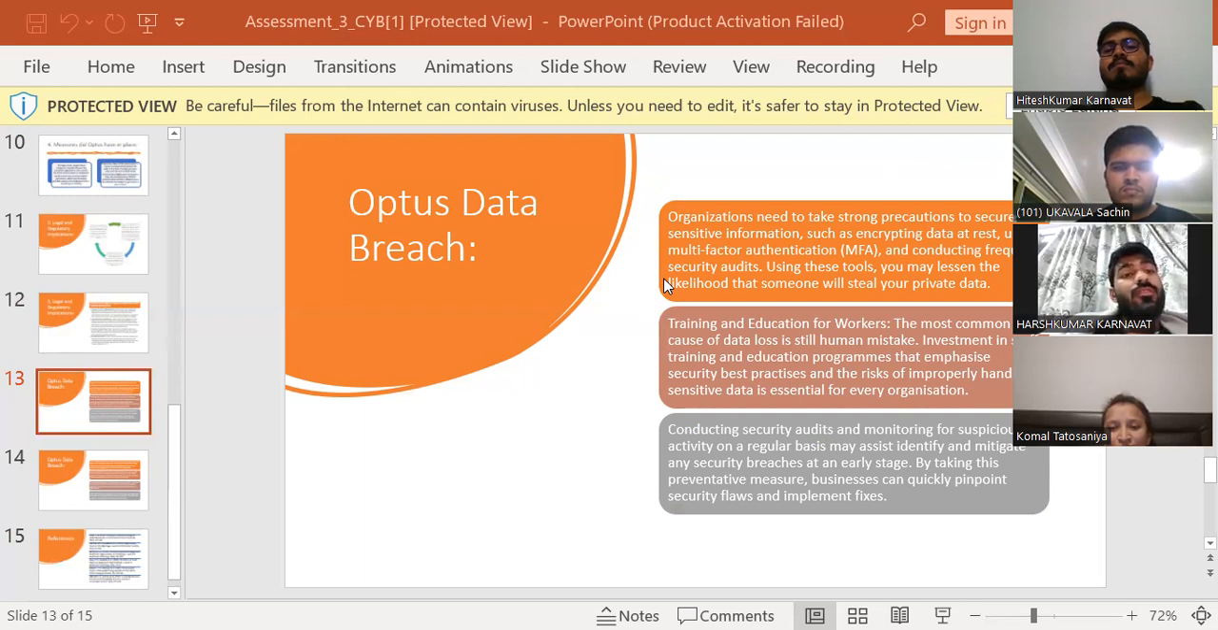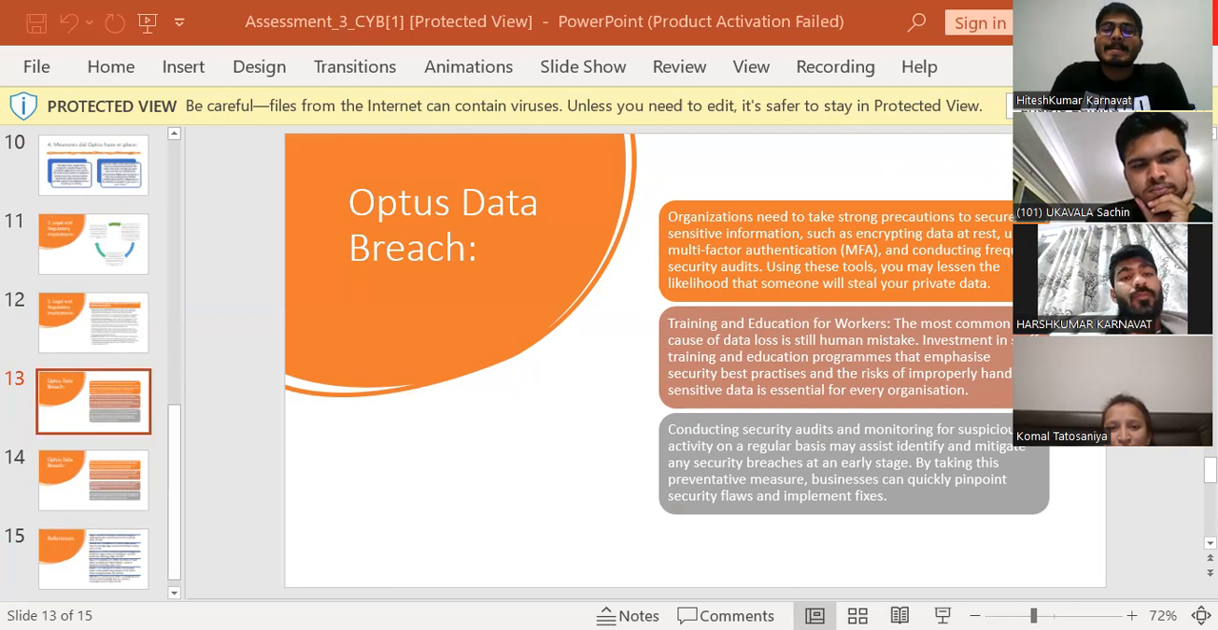The most common cause of data loss is still human mistakes. Investment in staff training and education programs that emphasize security-based practices and risks is important. Hiding sensitive data is the responsibility of everyone in the organization. Conducting security monitoring for suspicious activity on a regular basis may assist in identifying a security breach at an earlier stage, thereby preventing it. Next slide, please.